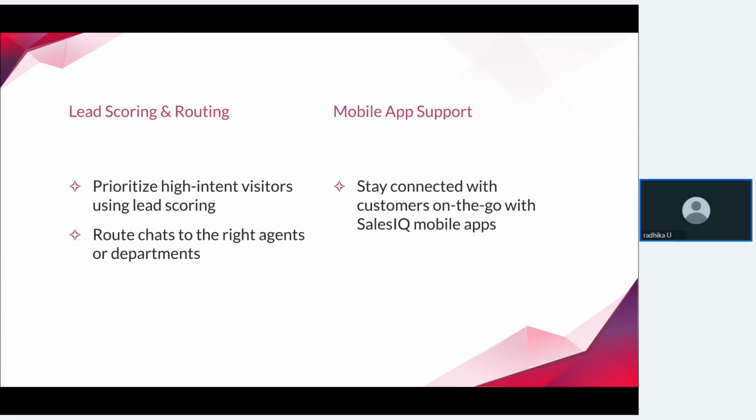And also based on the product, if we have departments in support, such as the finance department, sales department, and support department, and the person is inquiring about sales-related or support-related things, based on the query we can route the chats to the corresponding department agents. So this is how lead scoring and routing works.